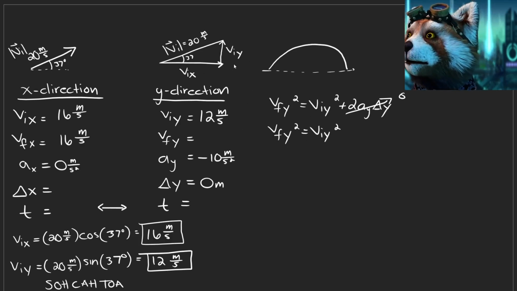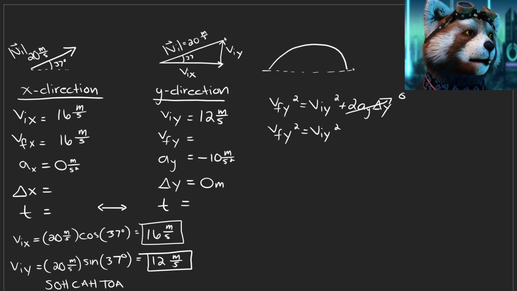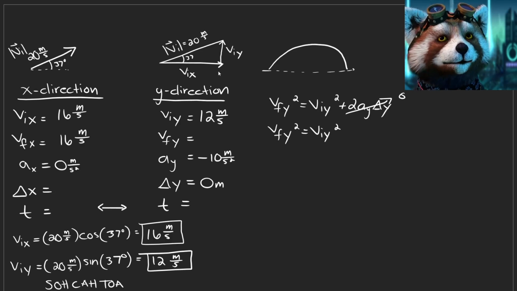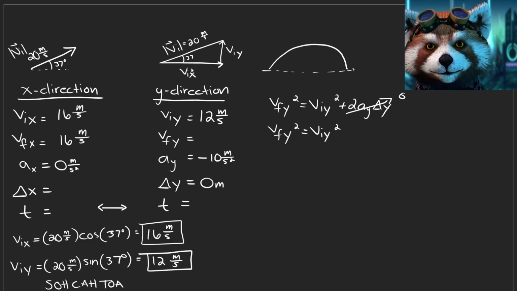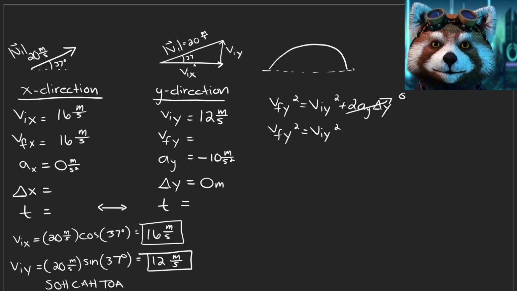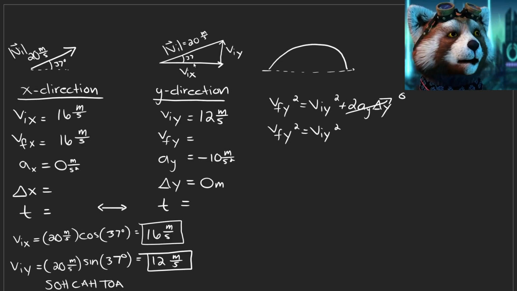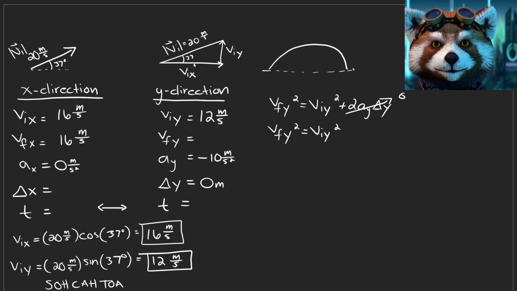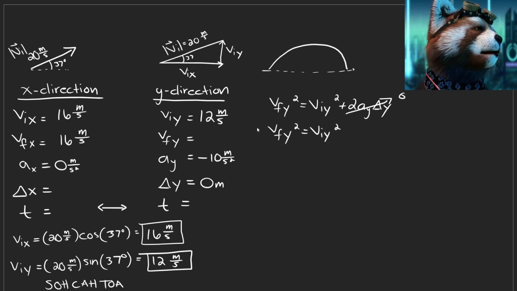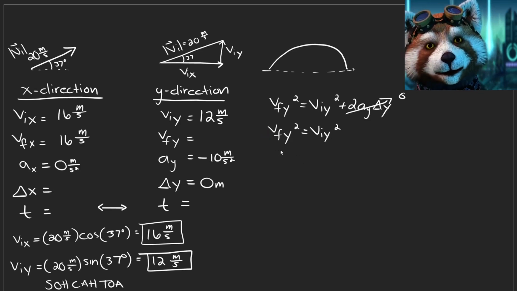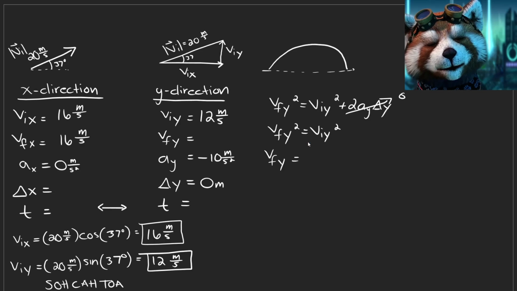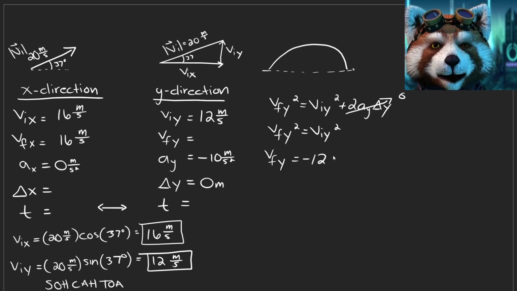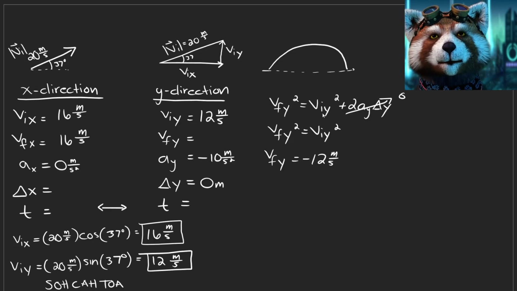So let's see, what direction is this pointing? Oh, remember, it's on its way down. We do not assume that the final velocity over the total motion is 0 because it's hit the ground. We don't do that. So we know that this is pointing downwards. So the velocity final in the y is going to be equal to negative 12 meters per second.